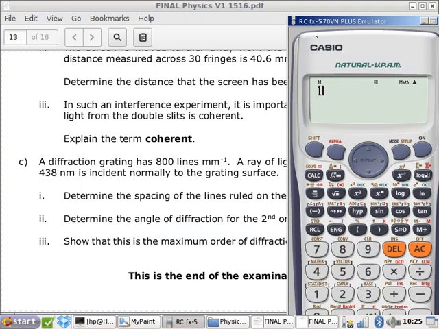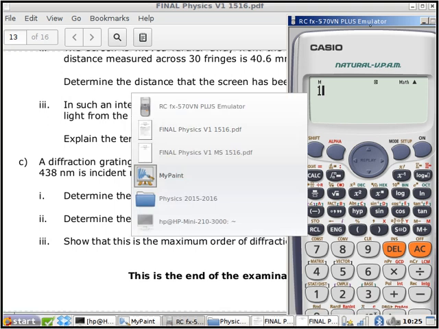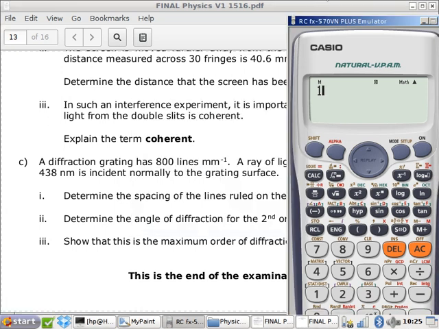Well, what's happened to my mouse? I can't click anything. It's time to let it go. No, it'll come back, don't worry.